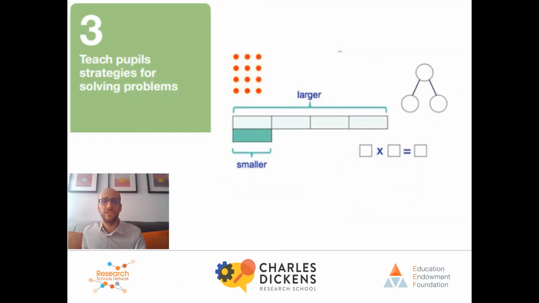Here's another example of conceptual variation. You can use various representations to show the multiplication problem 3 times 4. You can use the array you can see here with red dots. You can use a bar model. You can use a triangular arrangement or just the standard multiplication format.